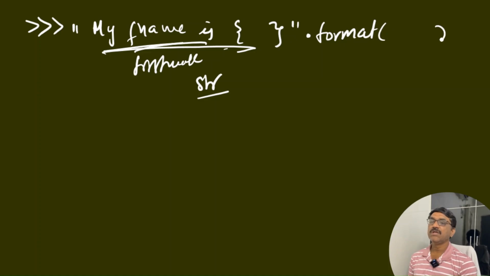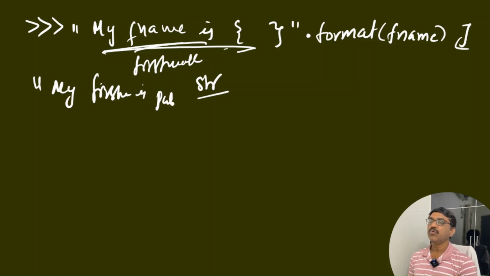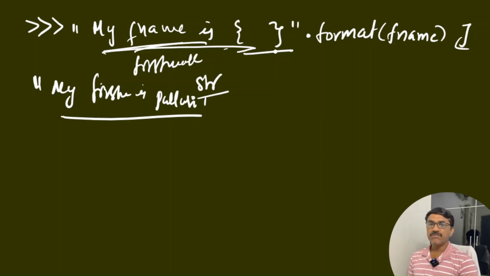In brackets, you mention the name of the variable like this, fname. If you press enter, now we are going to get the output as my fname or my first name is Pulluri. Just now we discussed, right? In single quotes, we are going to get this. What is the difference between the previous one and now? Instead of writing percentage s, I'm writing empty braces. It may be an integer type object, any object.